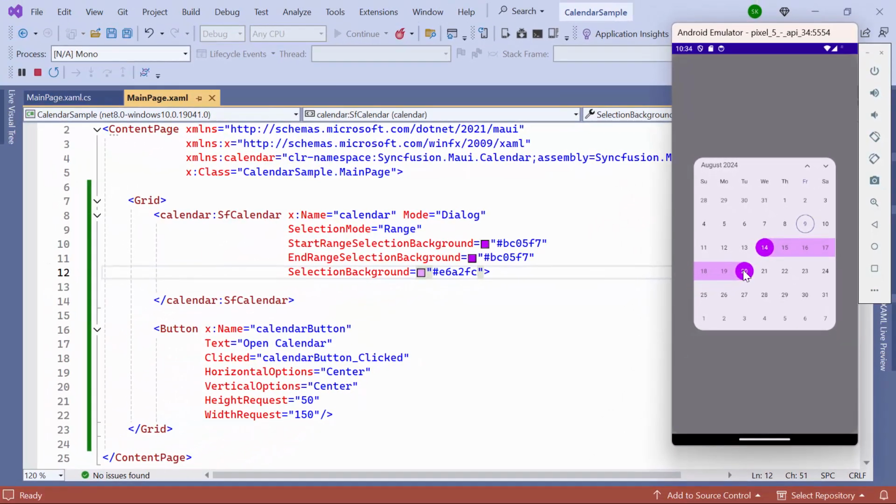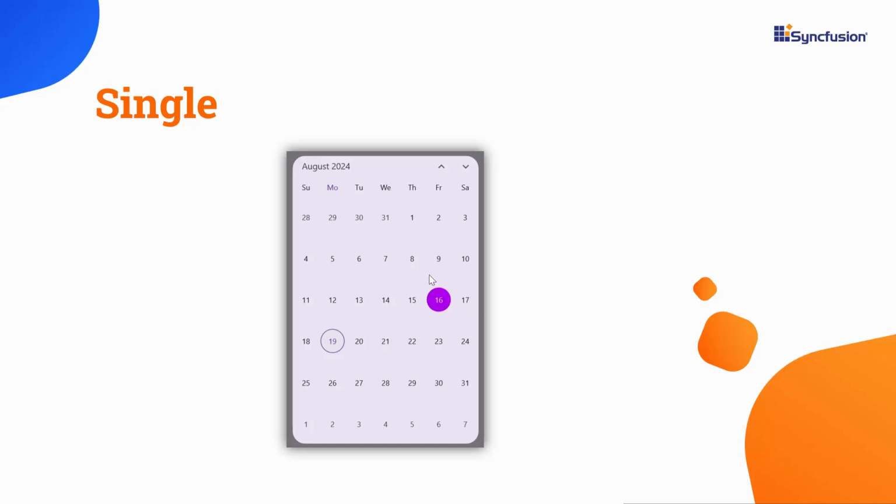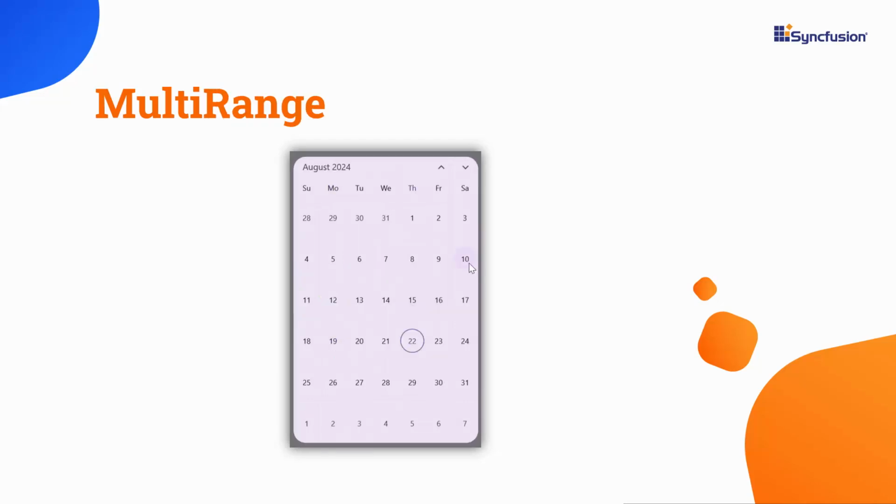Besides range selection, there are also options for single selection, allowing you to choose one date at a time from the calendar. Multiple selection, which lets you pick several dates from the calendar. Multi-range selection, enabling you to select multiple ranges of dates from the calendar.